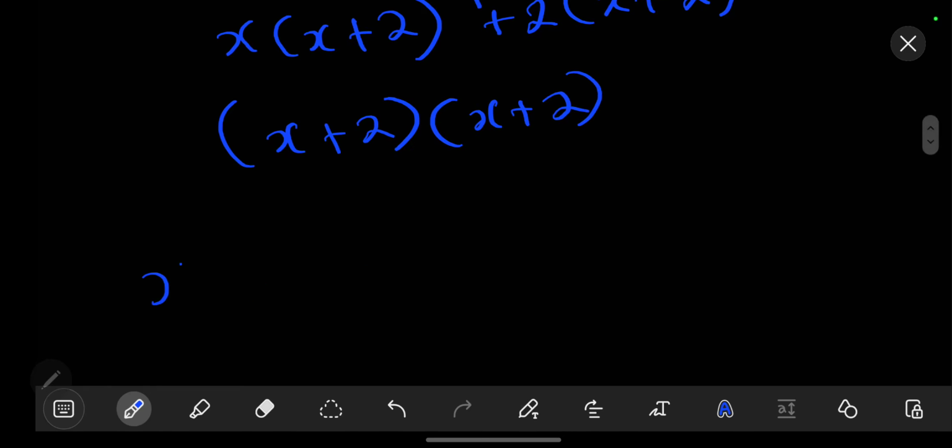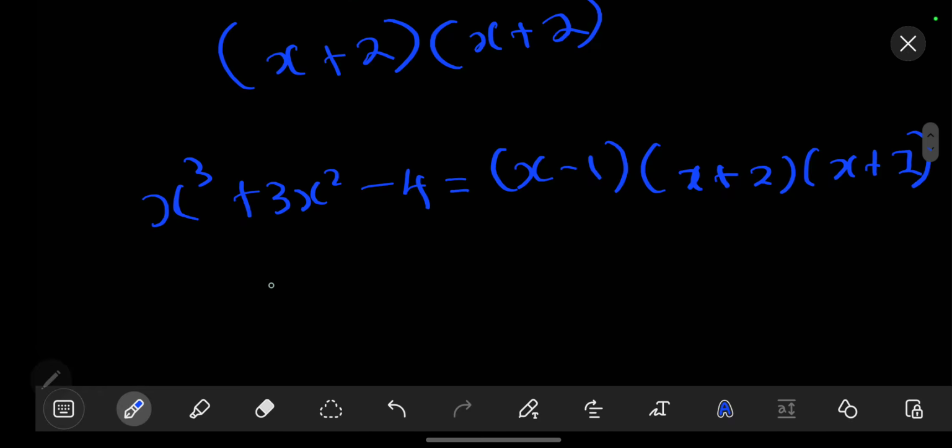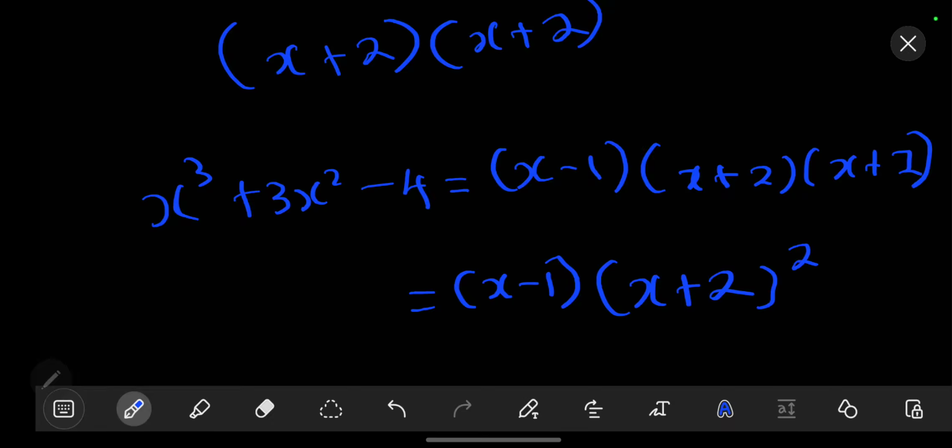That means the equation which was saying x cubed plus 3x squared minus 4 should be equal to x minus 1 and this new one, x plus 2, and x plus 2, like that. So writing it, this is the same as having x minus 1. Then this one and this one are the same, so we can say x plus 2, then we raise it to squared, meaning it's repeating twice. So this is what we have.